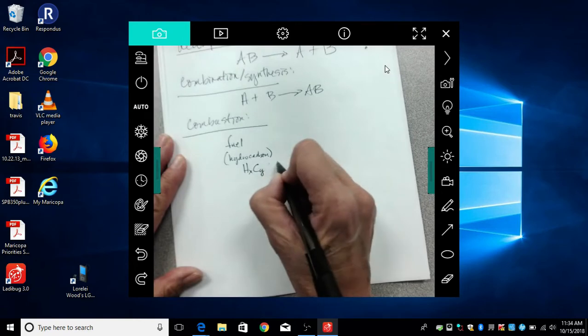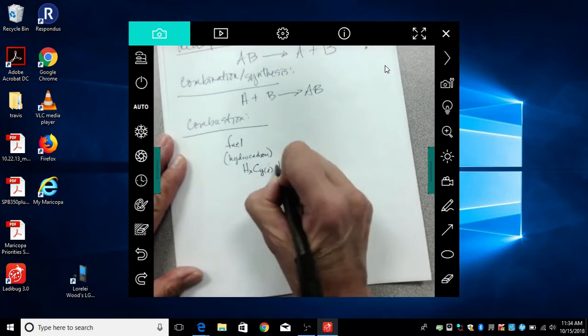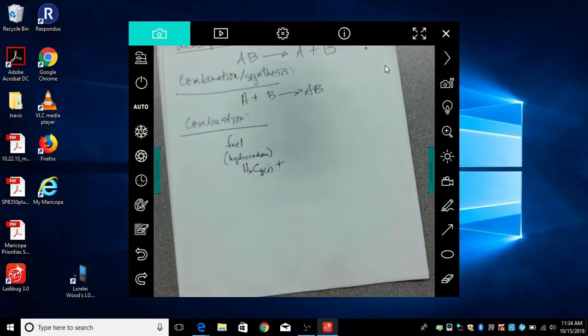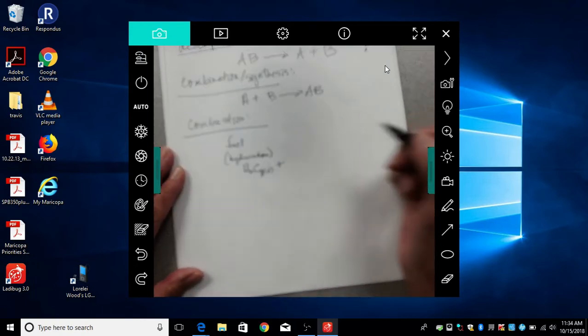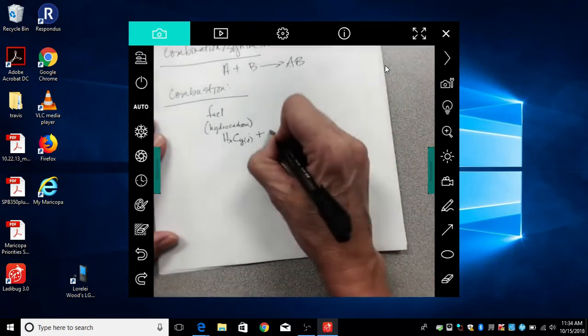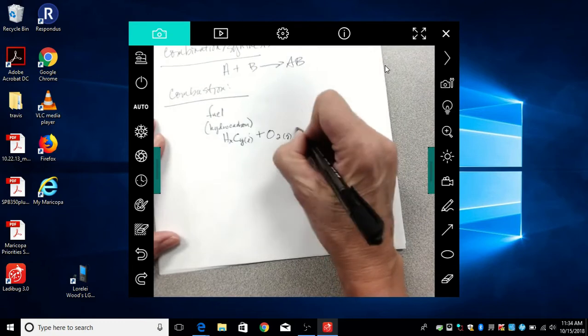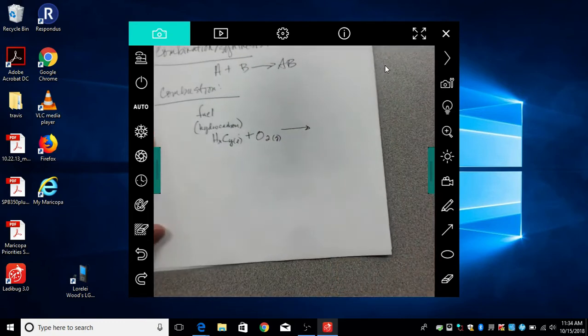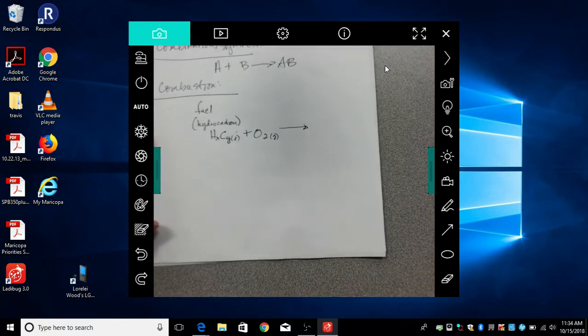Now, when you're burning something, we'll say that our hydrocarbon in this case is going to be a liquid. When you're burning something, what do you always need in order for combustion to occur? You need oxygen gas. And what's the formula for oxygen gas? O2. All right. So then we're going to create some products. And oddly enough, there's always specific products.